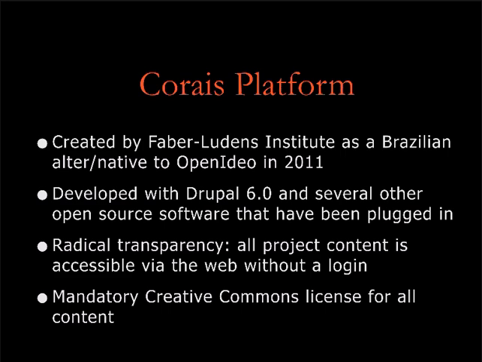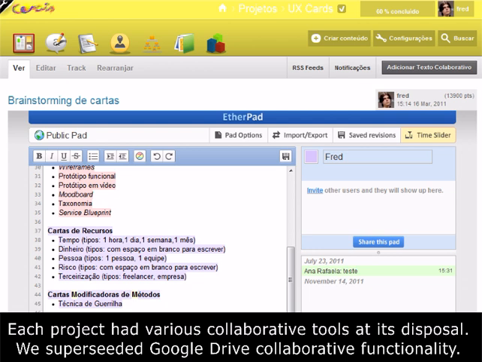But coming back to Corais platform, it was developed with Drupal 6.0 and several other open source software. They have been mashed up. I think it was more than 200 different open source software combined together in that platform. We had this radical transparency policy. All project contents were and still are accessible via the web without a login. So you can check many projects there and see what they were doing 10 years ago. And everything is also mandatorily shared using Creative Commons licenses.